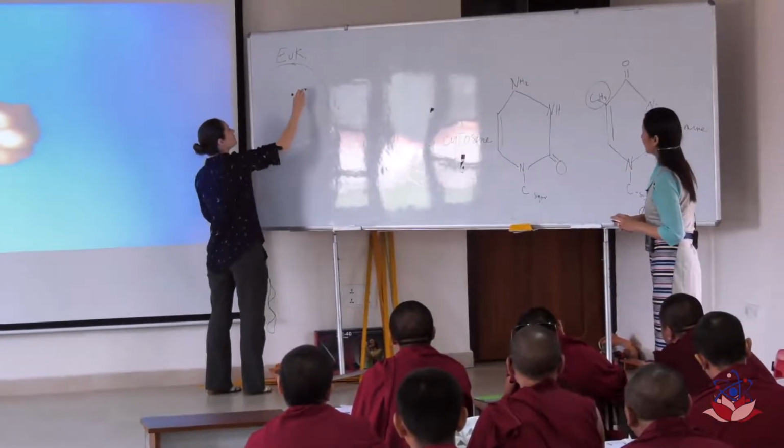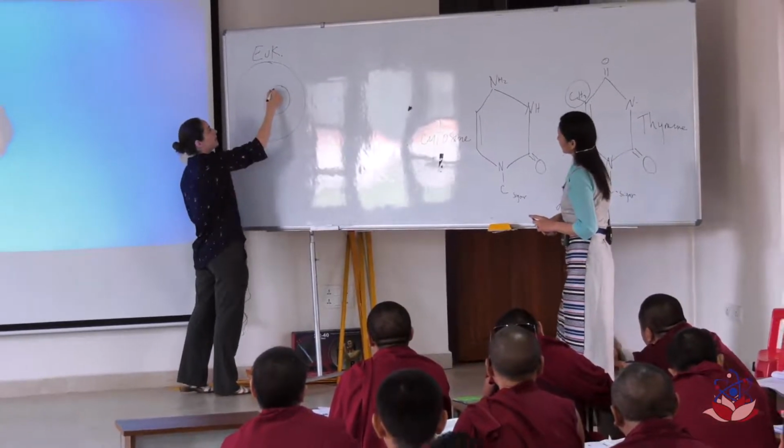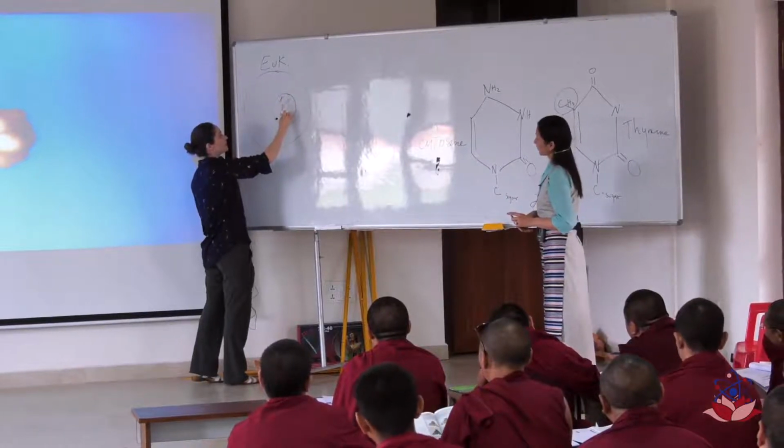So in eukaryotes there's a nucleus and this holds the DNA. And in our pictures the DNA is often shown like that as chromosomes.